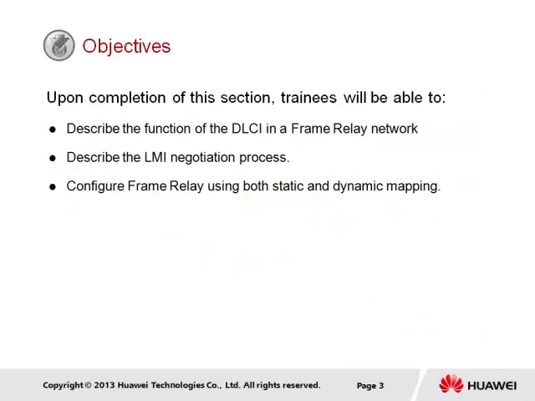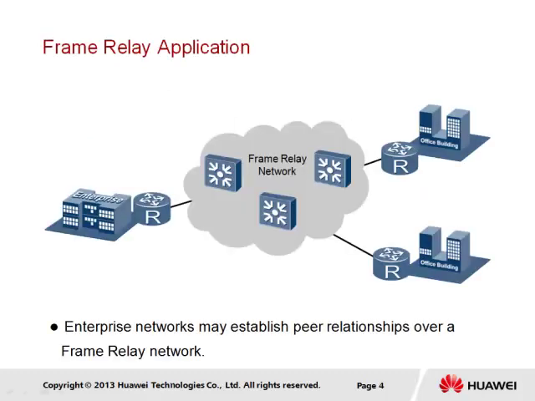So upon completion of this section, it is generally expected that trainees will be able to describe the function of the DLCI in a frame relay network, describe the LMI negotiation process, as well as configure frame relay using both static and dynamic mapping. Frame relay represents one of a number of legacy technologies like ATM that rely on serial-based connections to establish primarily WAN-based networks that are able to support peering between remote locations such as branch offices.